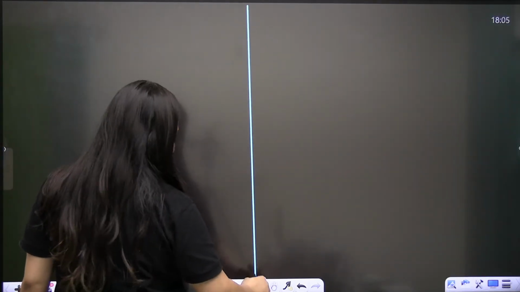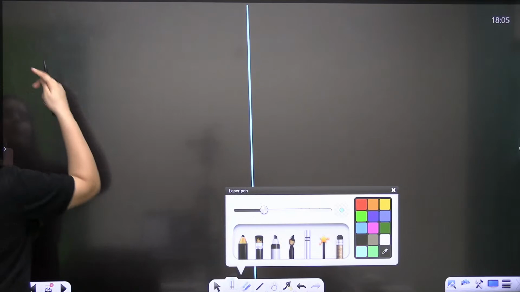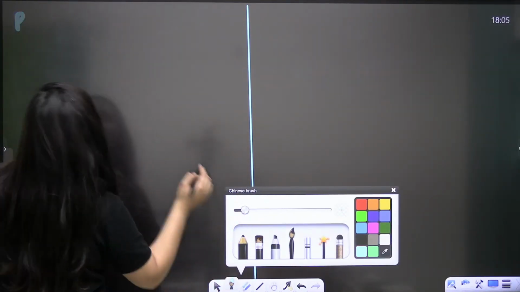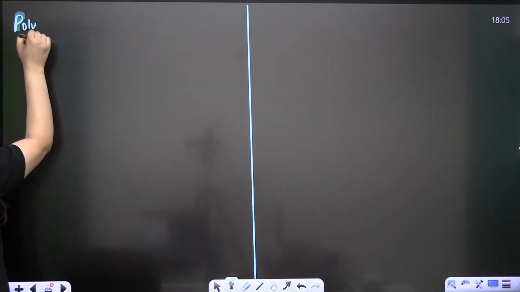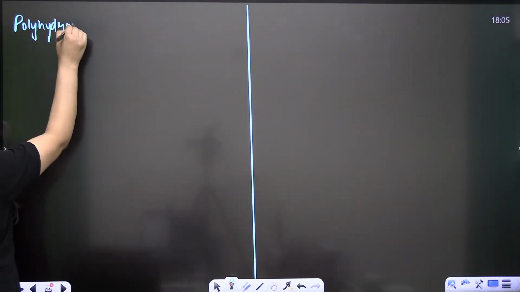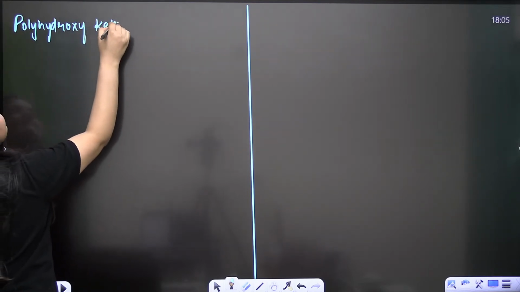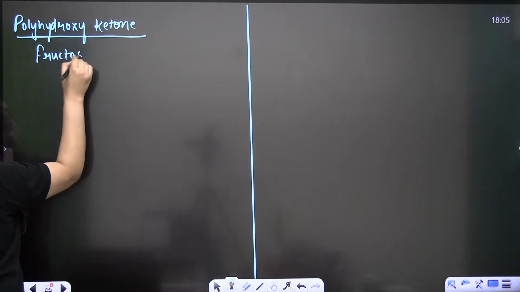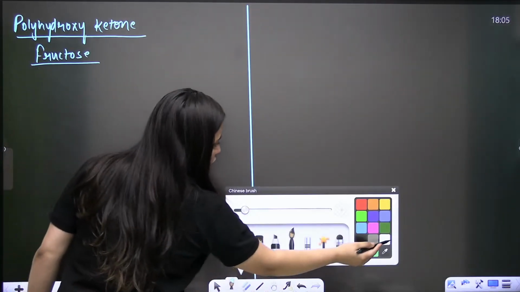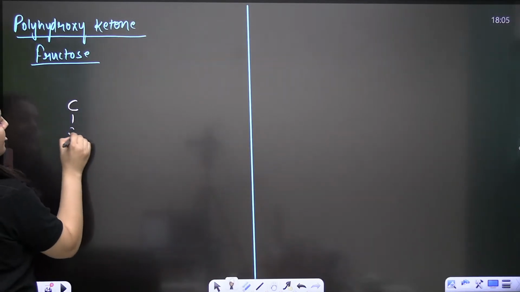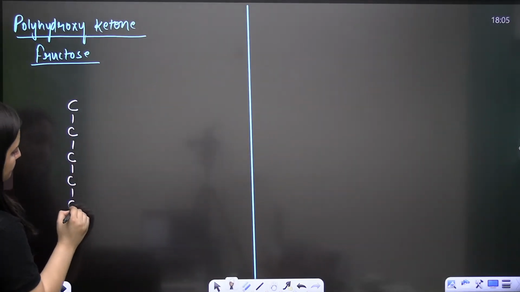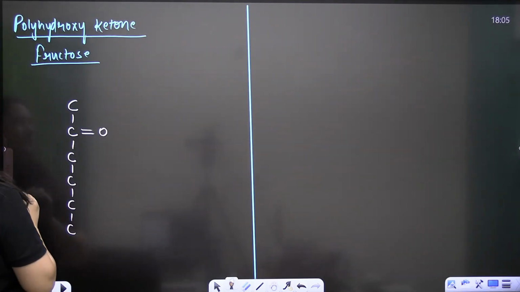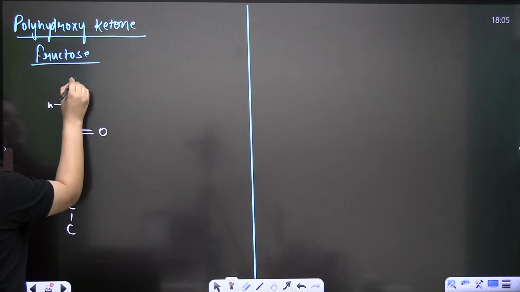Now the next is polyhydroxyketone. You can take the example of fructose. You all know about fructose, isn't it? Again, the carbon number is going to be the same. Here you will have this group. Fine. Here you will have this group. Rest all is the same.